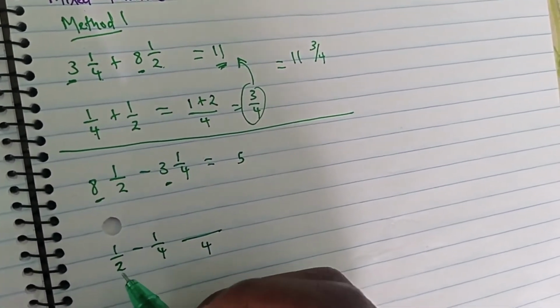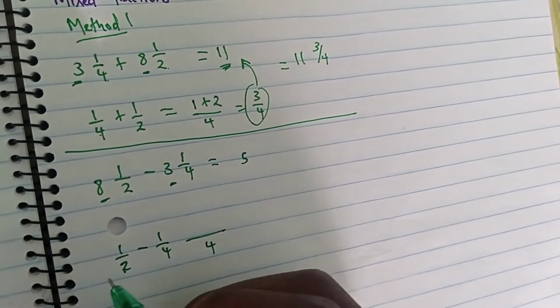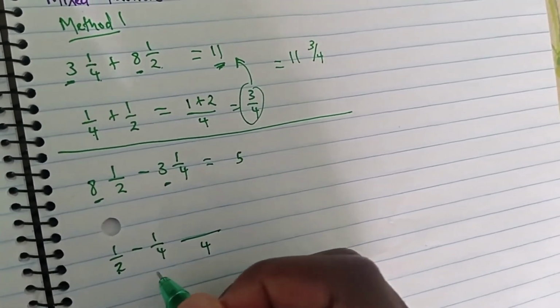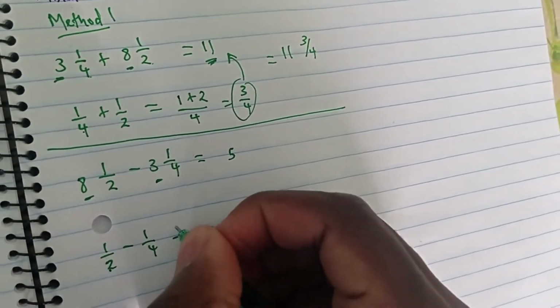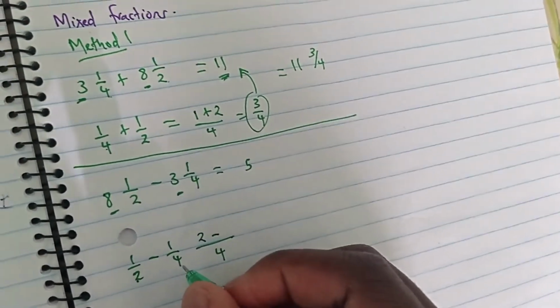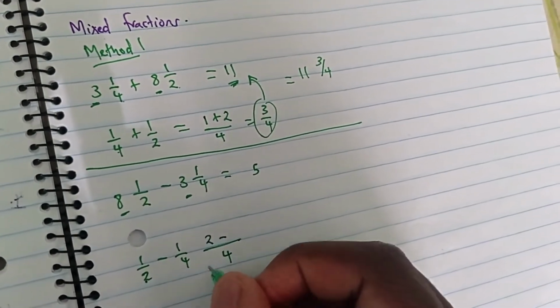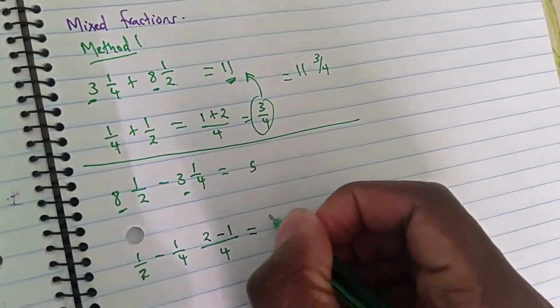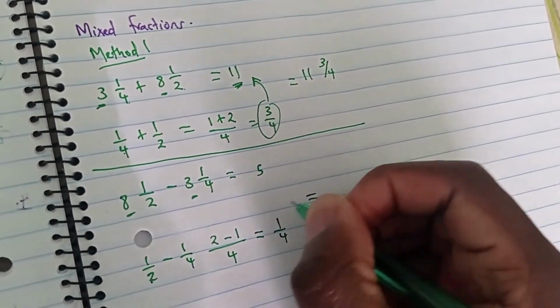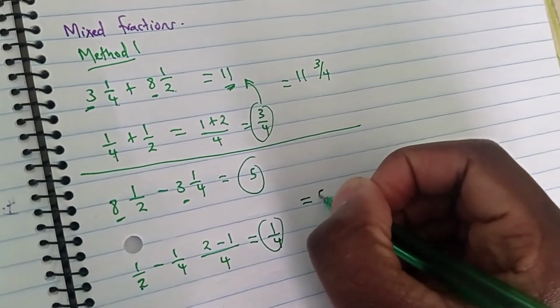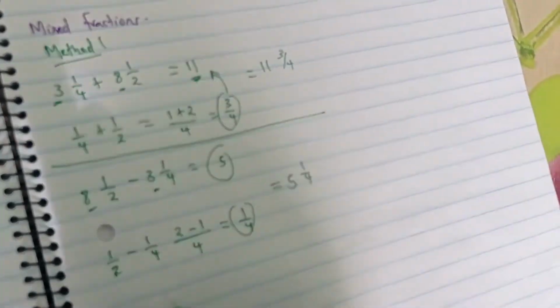So how many times does 2 get into 4? 2 times. So 2 times 1 is 2, minus. How many times does 4 get into 4? 1. So 1 times 1 is 1. That gives 1 over 4. So putting this together is 5 and 1 over 4. So this is one method.